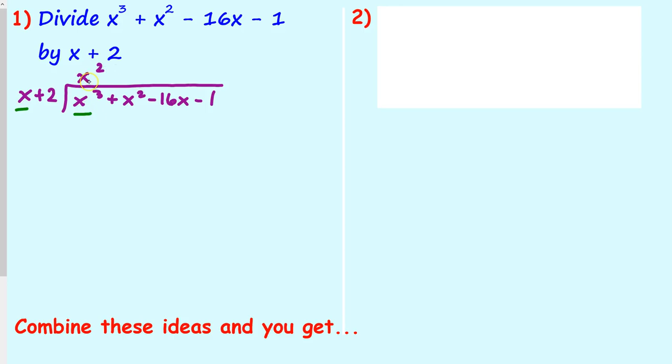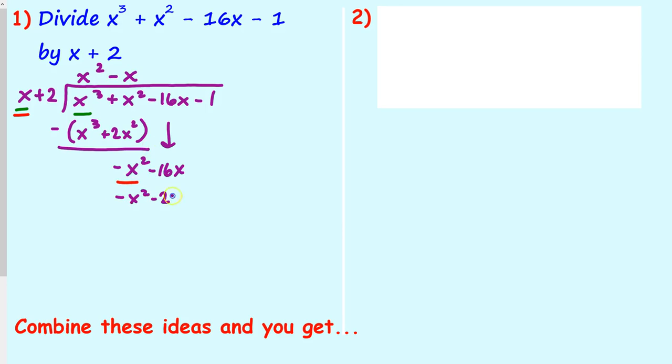And then multiply x squared by the divisor. We have x cubed plus 2x squared, and subtract. And that gives us negative 1x squared, and we bring down the next one. And then x times what is negative x squared, and that would be negative x, so we write it up there. Multiply it by the divisor, and subtract. And we get negative 14x, and we bring down the next term, go through it again.